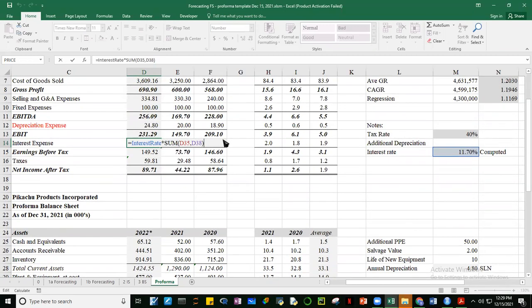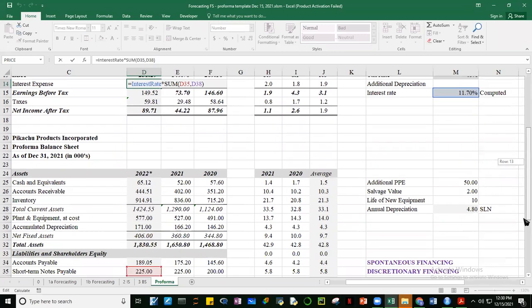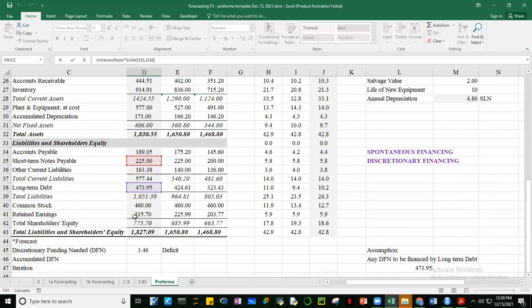Pag nabago si interest expense guys, mababago si earnings before tax. Pag nabago si earnings before tax, mababago si tax. Pag nabago si tax, mababago si net income after tax. Pag nabago si net income after tax, magki-carry over yan sa retained earnings, diba? Kasi si retained earnings depends on your net income after tax. Kaya nga pag tinignan natin, hindi pa pala nag-zero out. May balance pa kasi nadagdagan yung interest expense natin sa taas.